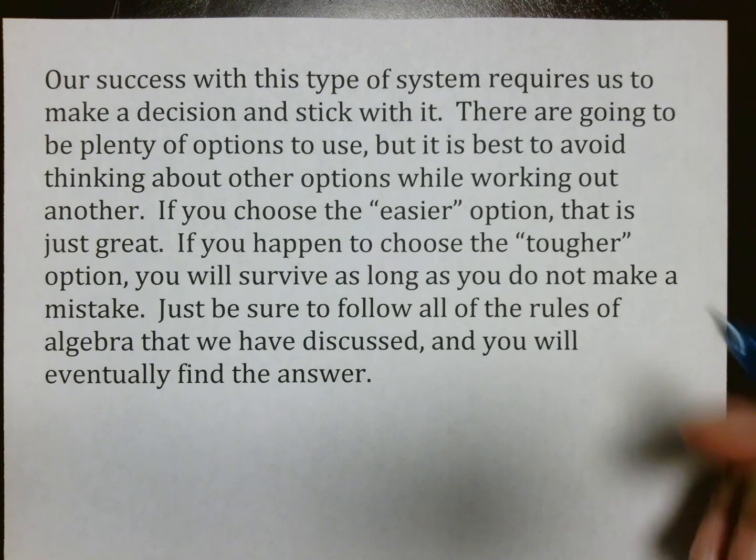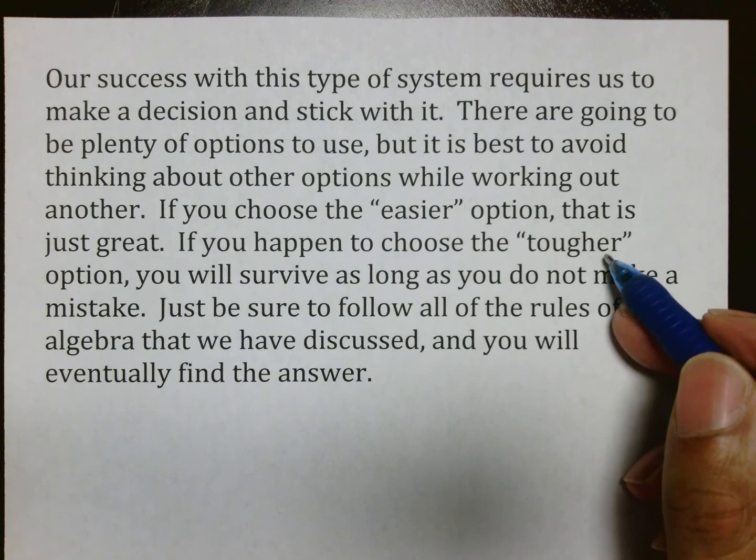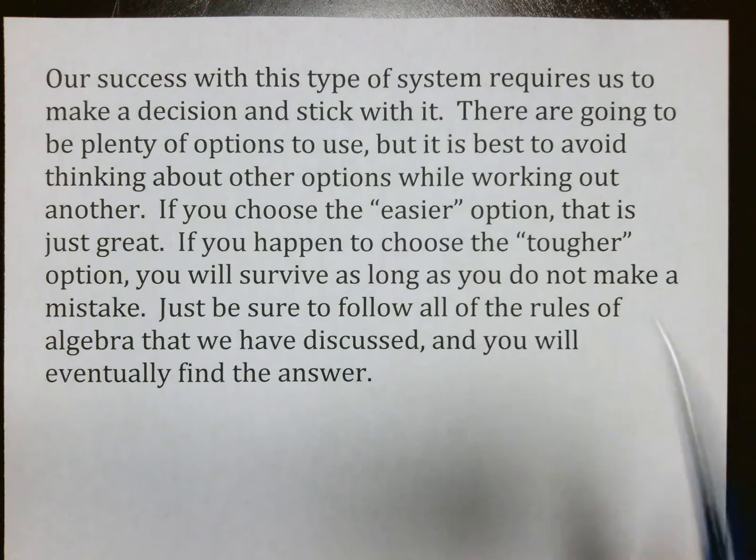The problem is if you start to choose a tougher option, don't go halfway through the tougher option, then realize, hey, this might be the tougher one. Stop all your work and then go back, because how do we know that there is an easier option than what you chose? That is why if you make a decision, stick to it, go all the way through. Just try your best not to make a mistake. And again, as long as you follow all the rules of algebra we've discussed, you will eventually find the answer.